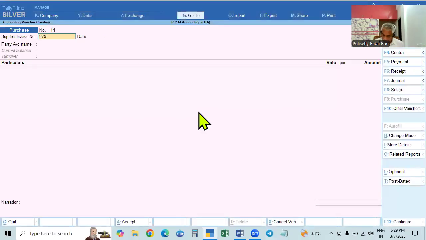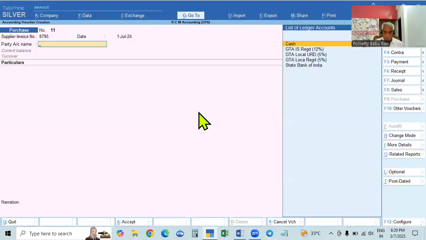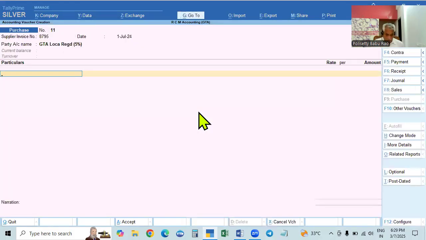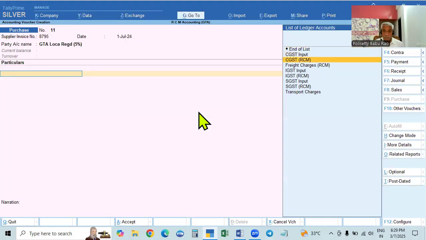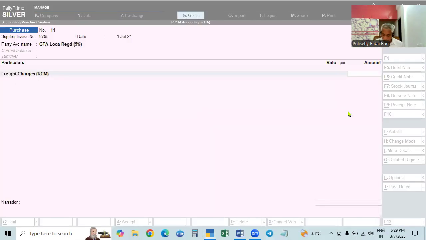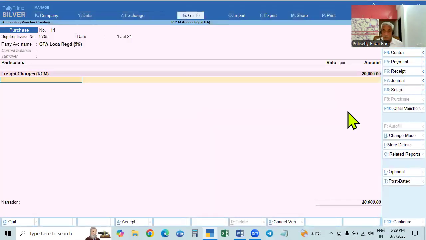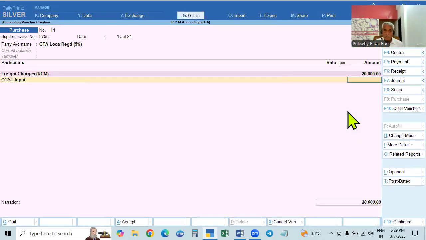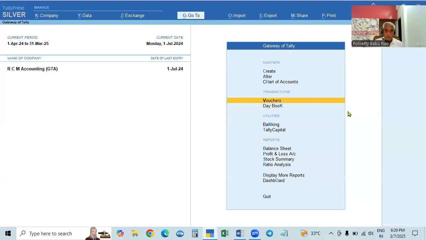Some bill number, whatever they give. And here registered, see, earlier we took local unregistered. Now we take local registered at 5%, and this is also applicable under labor charges. So GTA charges under RCM, what is the amount? 20,000 rupees. And for this also, CGST and SGST will not be calculated. Okay.